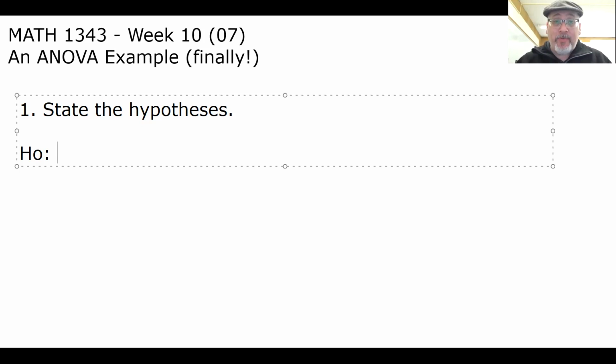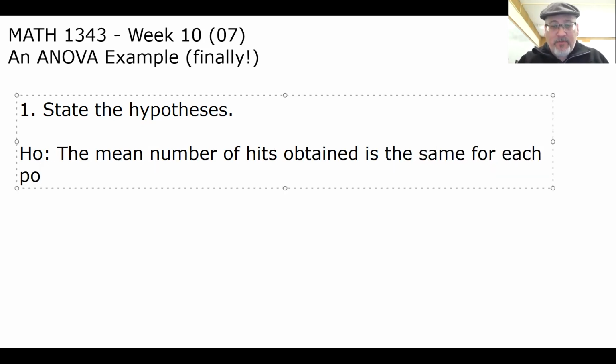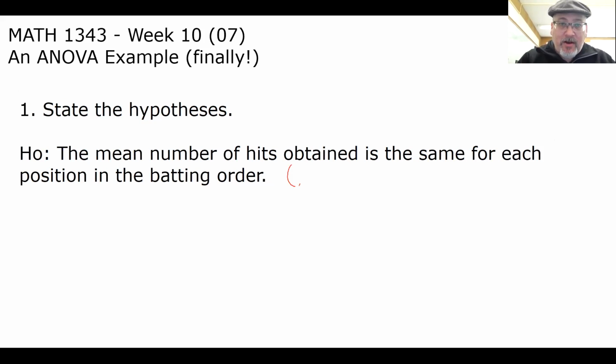Concerning the baseball example that we've been dealing with, we're attempting to see if the mean number of hits accumulated is the same for each batting position in Major League Baseball. So we could state the null hypothesis as something like this: the mean number of hits obtained is the same for each position in the batting order. Now, if you wanted to state them in the context of variables, then we would just basically say that mu1 is equal to mu2 is equal to mu3 all the way down.